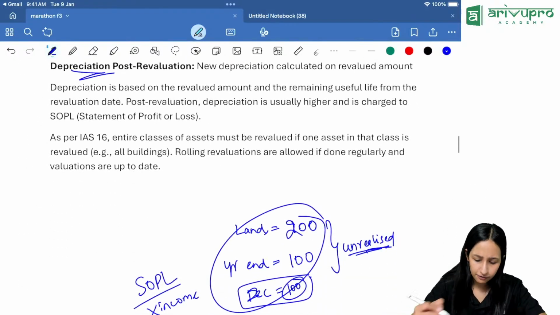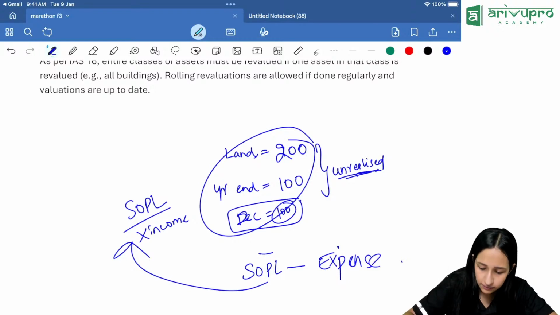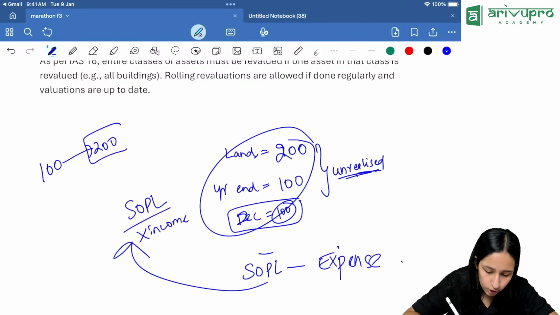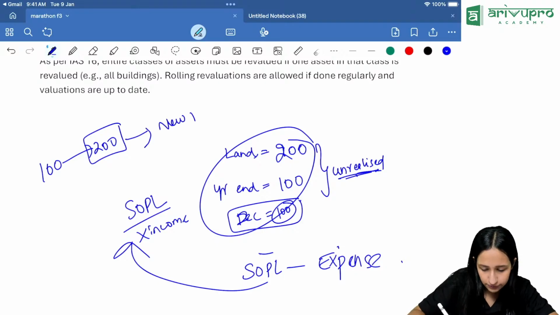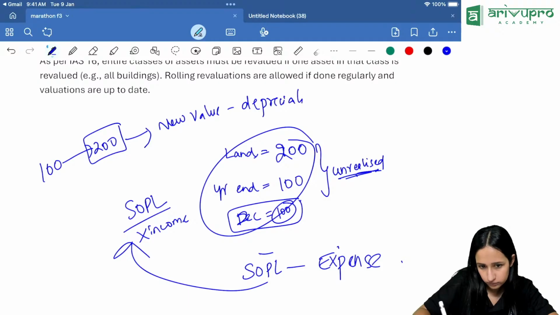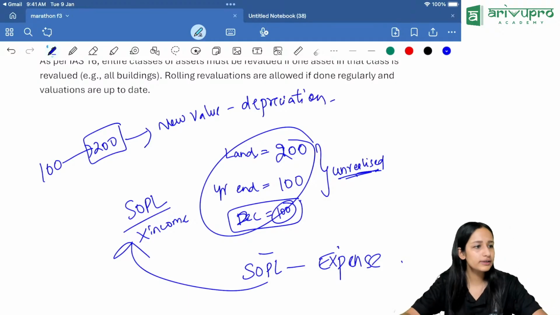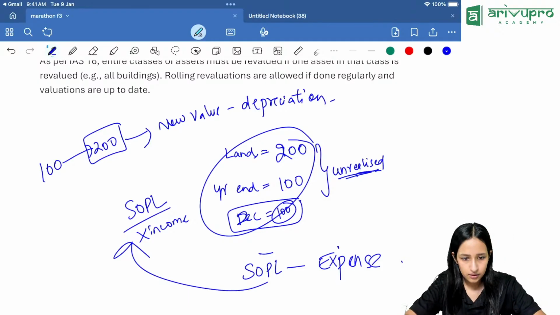And after you revalue it, let's say it was 100 and then it became 200, on this new value we will start our depreciation. Got it, guys? That's it.